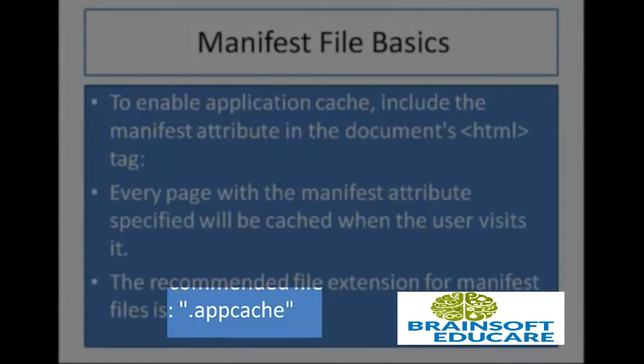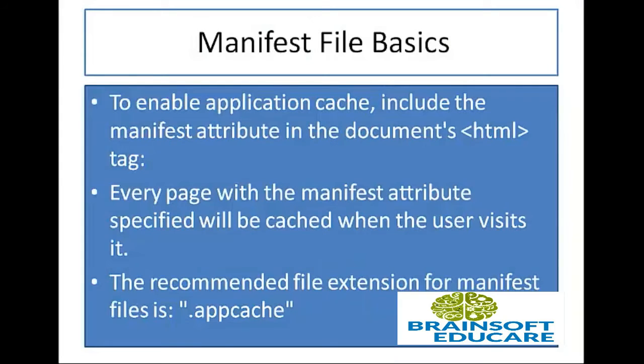The recommended file extension for a manifest file is .appcache. So as we mentioned in the previous file, we have named it demo.appcache. So this is the extension. Also, the web server needs to be configured for that MIME type.